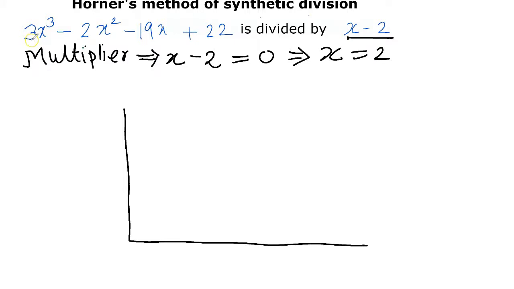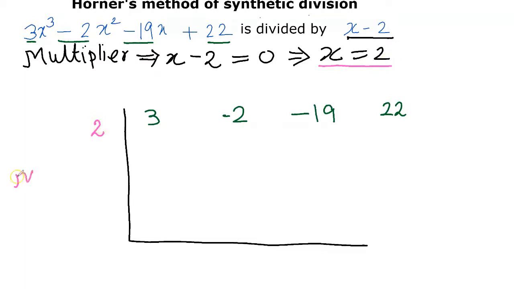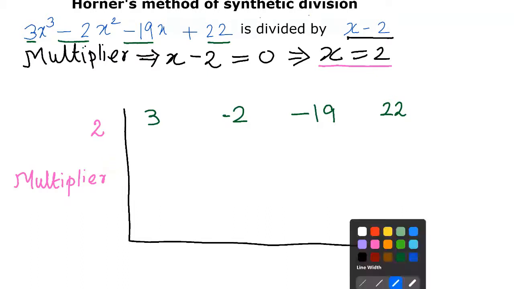Now the second step is we have to see the coefficients. So 3 is the coefficient of the first term, minus 2 is the coefficient of the second term, minus 19 for the third term, and 22 is the constant term, but we'll write it. So let's make a big L, and within the L we'll write the coefficients, which are already arranged. So we'll write first 3, then minus 2, then minus 19, and finally 22. Okay, and we have calculated the multiplier as 2, x equal to 2. So we'll write the multiplier as 2. Now we will write a 0 here.